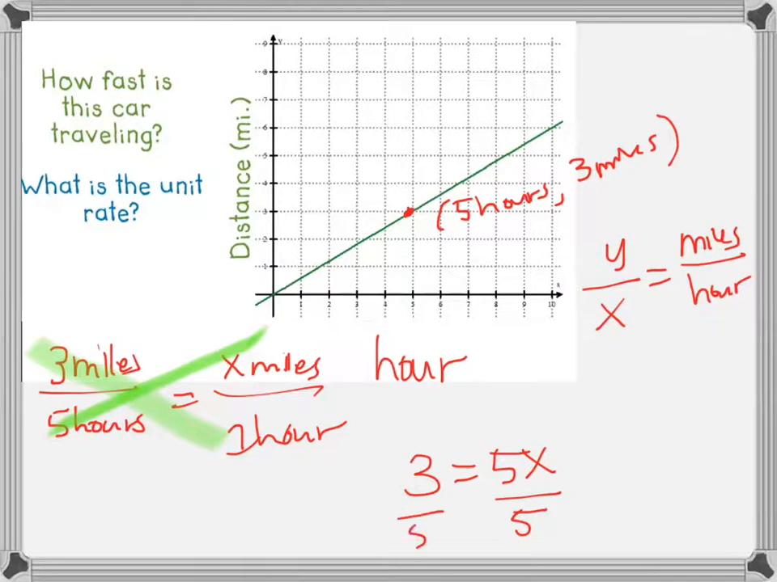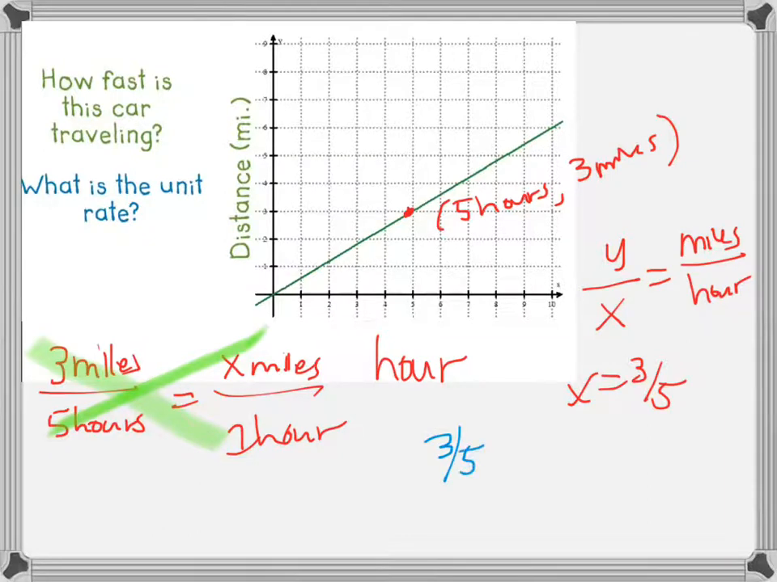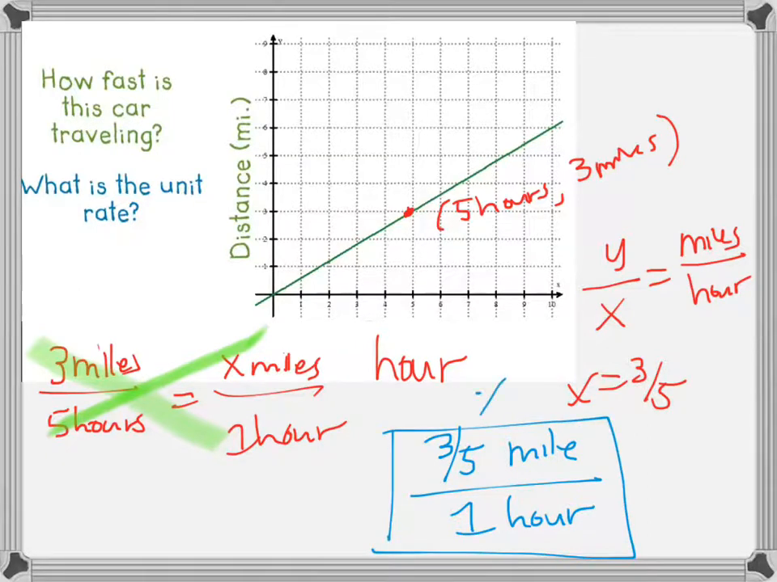And divide by 5. X is equal to 3/5. So what we are left with is that this thing is traveling at 3/5 of a mile per 1 hour. So every hour it goes another 3/5 of a mile. That's our unit rate. Sometimes unit rates have a fraction as the numerator, and that's perfectly fine.